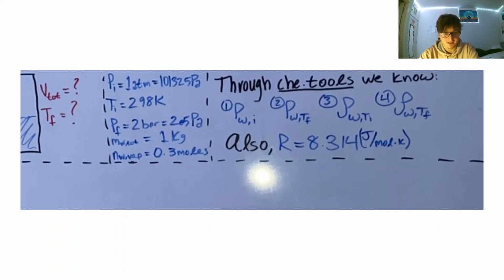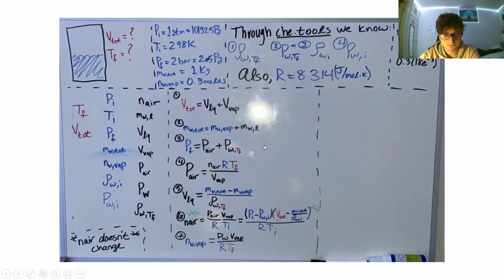All right. So here we have the diagram, a little bit cut off, but the reds are the unknowns: the total volume and the final temperature. Then we have all of our knowns right here: the initial pressure, the initial temperature, the final pressure, the total mass of the water, and the moles of water vapor. Through ChemTools, we know all of these values, or can calculate them very easily. And we also have the R value written down.